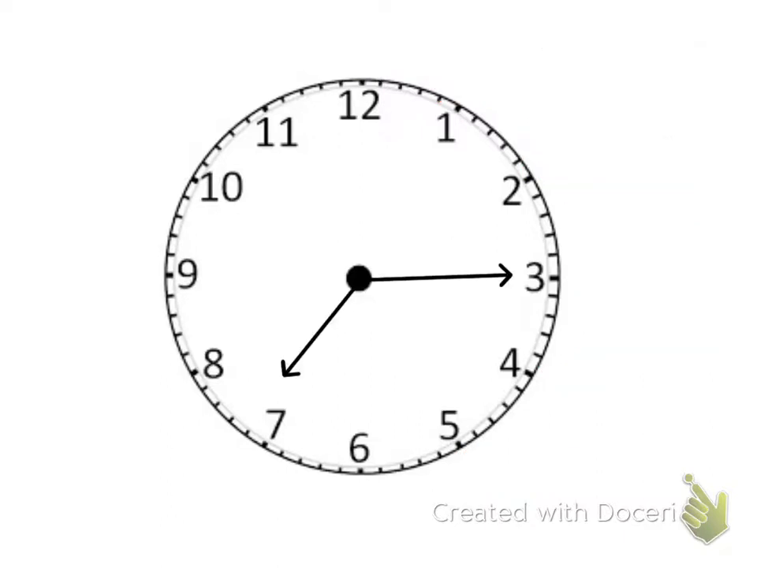All right, so if we look at this time, we can see that my hour hand is close to the 7. So I know it's going to be 7, and then what's the minutes? So we count by 5s, 5, 10, 15. So this time is 7:15.